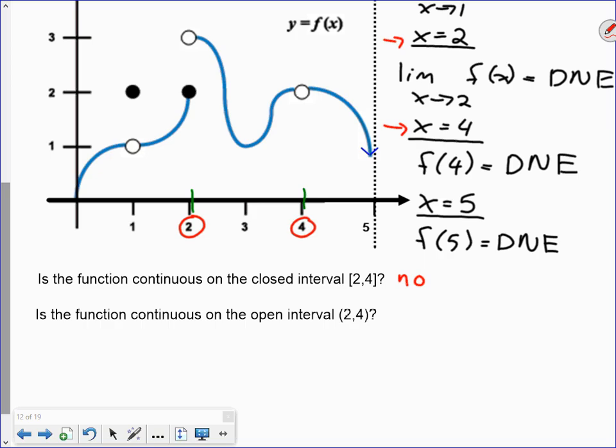Is the function continuous on the open interval 2, 4? Now, the open interval from 2 to 4 does not include the endpoints. So it does not include x equals 2 and x equals 4. So if we exclude 2 and 4, we're really just looking at what's happening from here to here, and from there to there. I can draw this little section of the curve here in one smooth motion without taking my pen off the paper. There are no places where there are gaps or discontinuities, so it is continuous on that open interval.